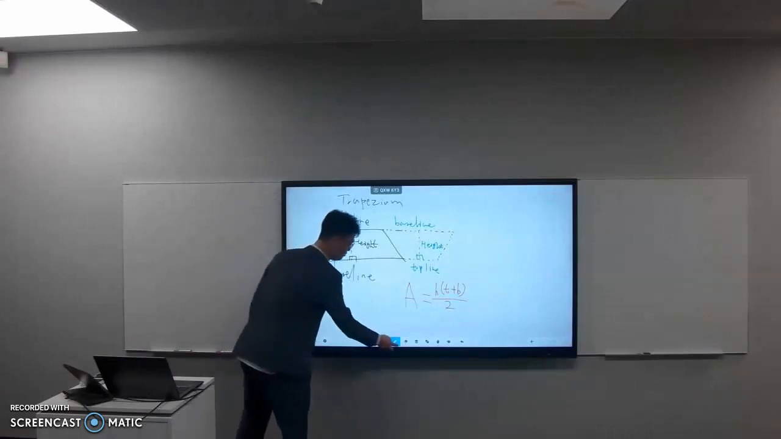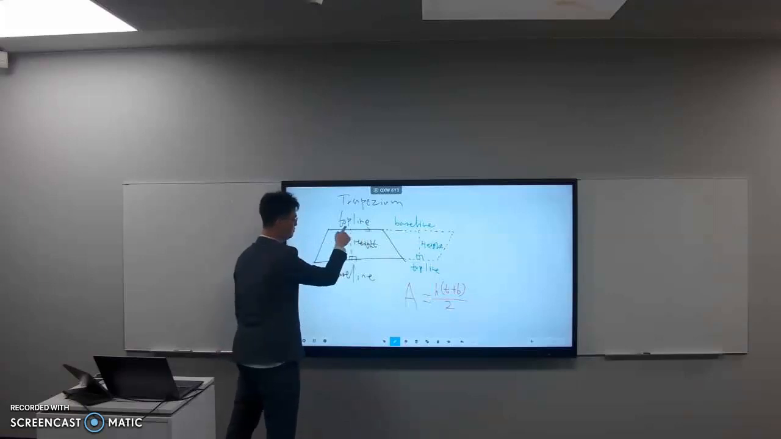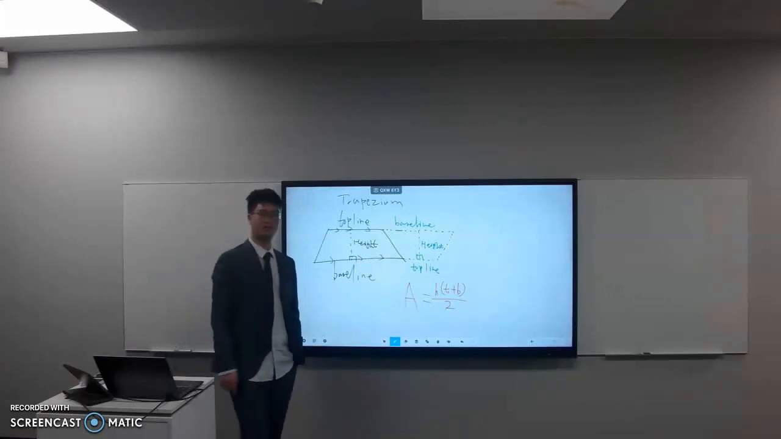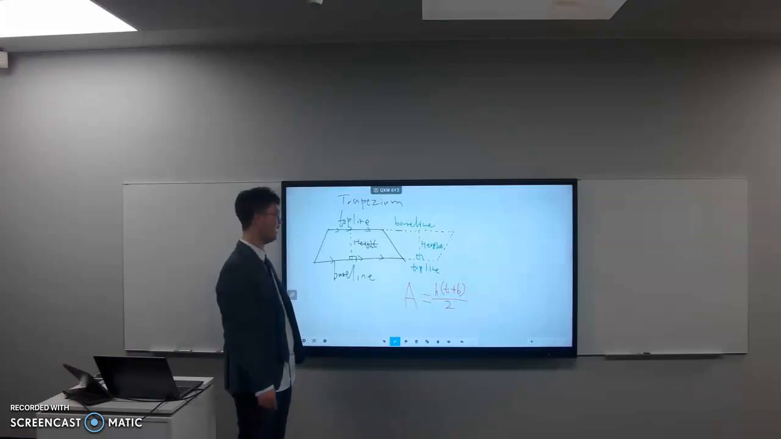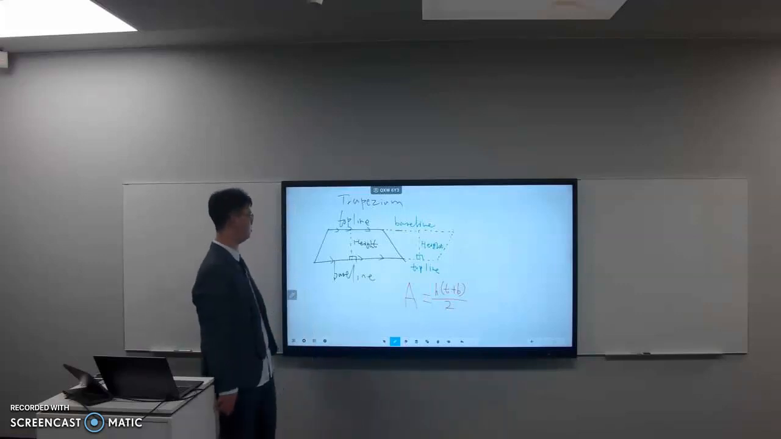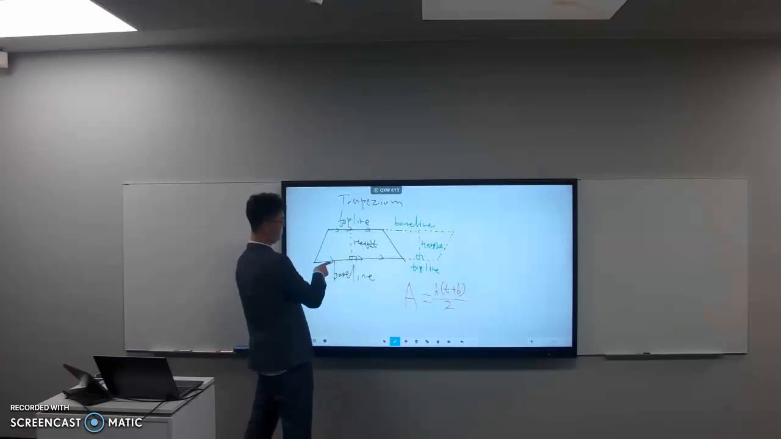These two sides of a trapezium always have a pair of lengths that are parallel to each other. In this case, it's this one. Actually, the definition of a trapezium is a quadrilateral that has a pair of parallel lines. And look at this. This is thick. This is parallel, so it's a trapezium.